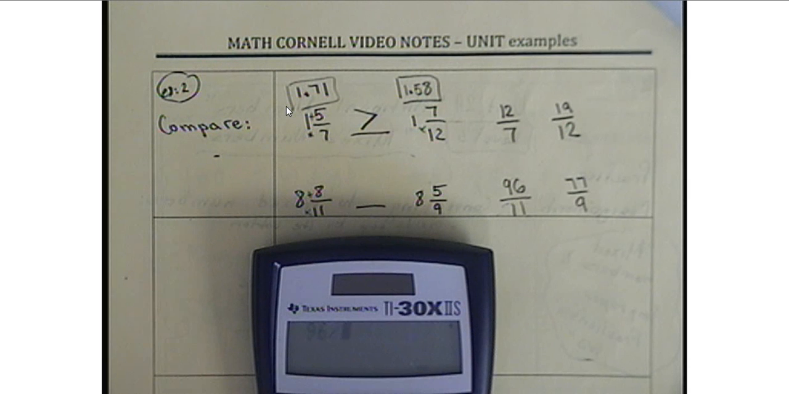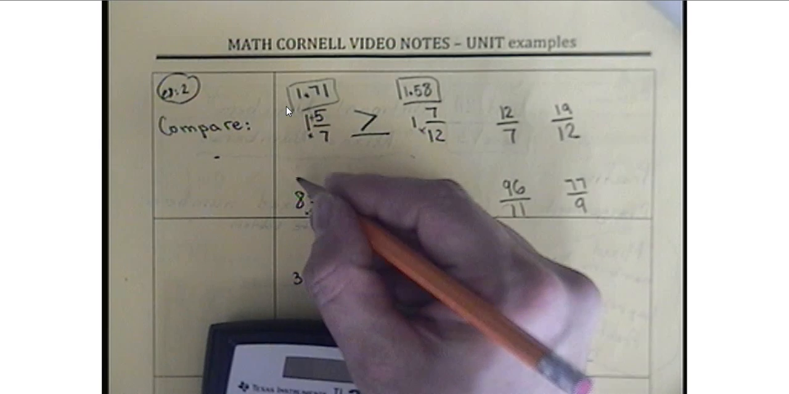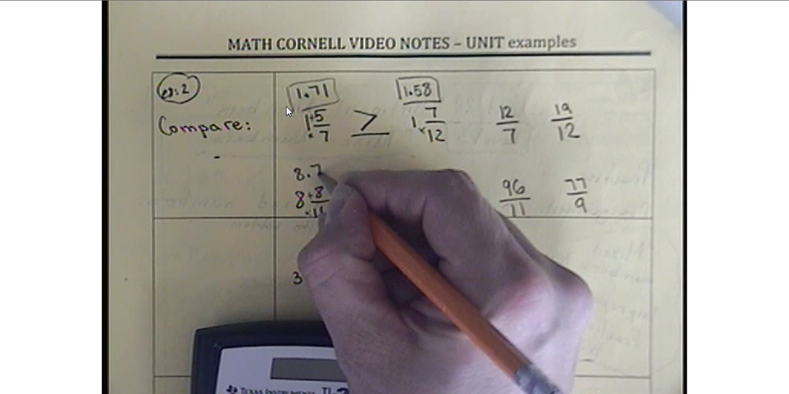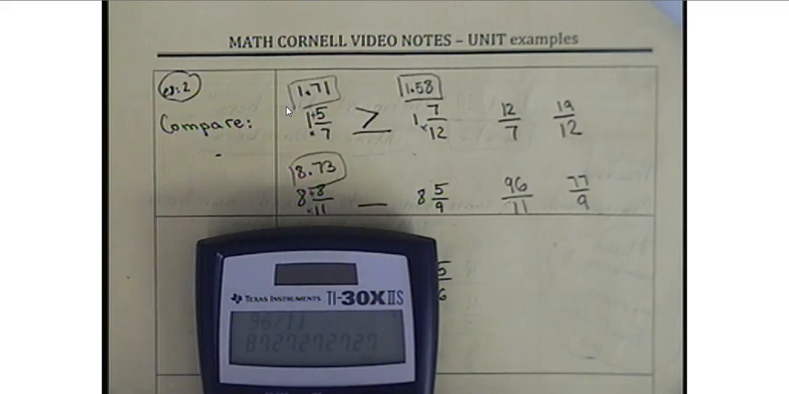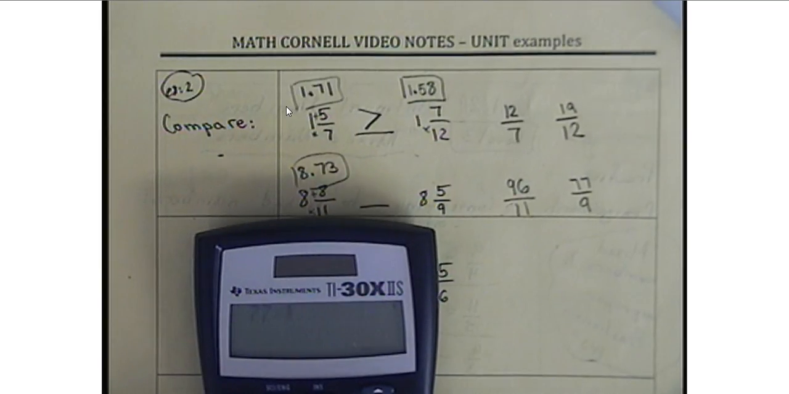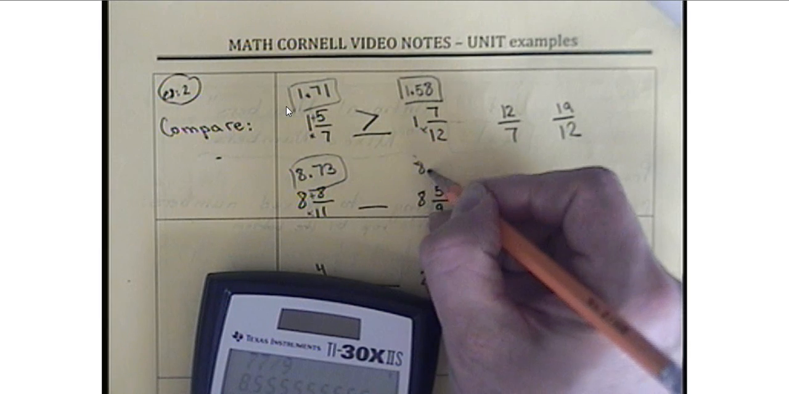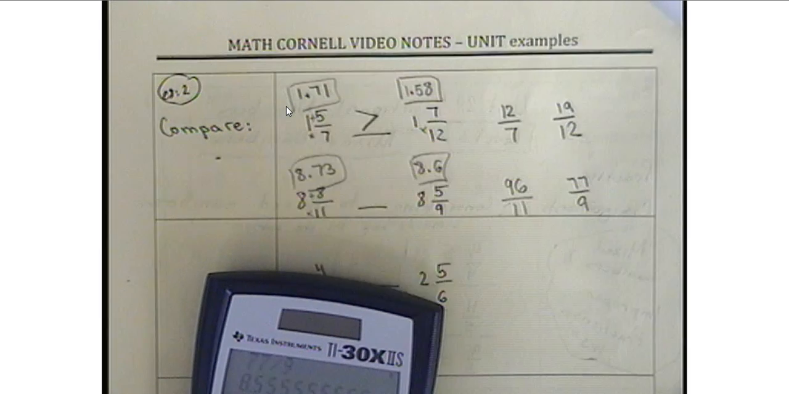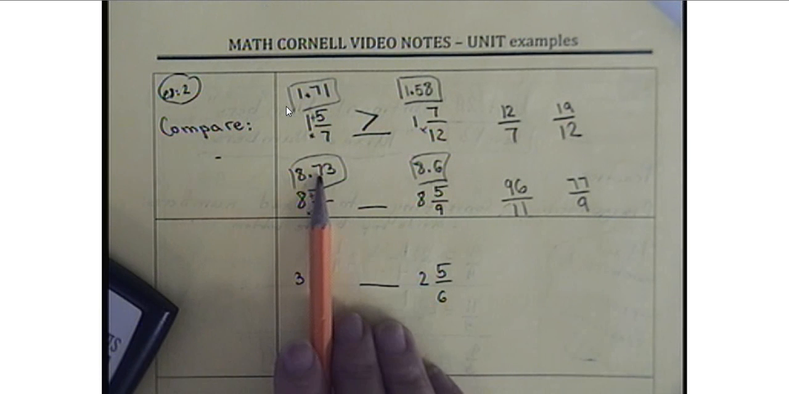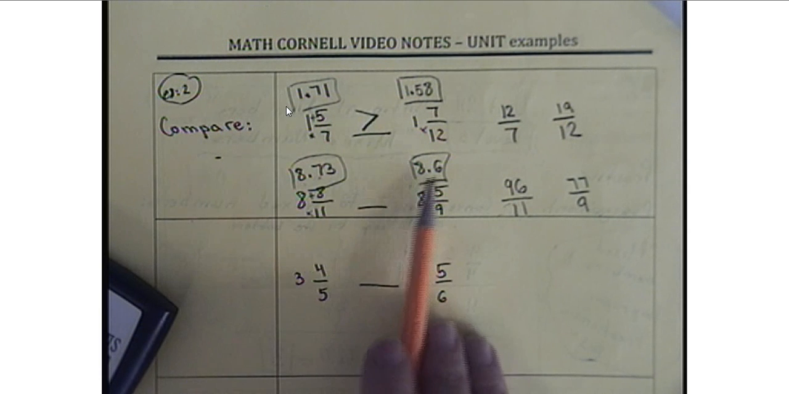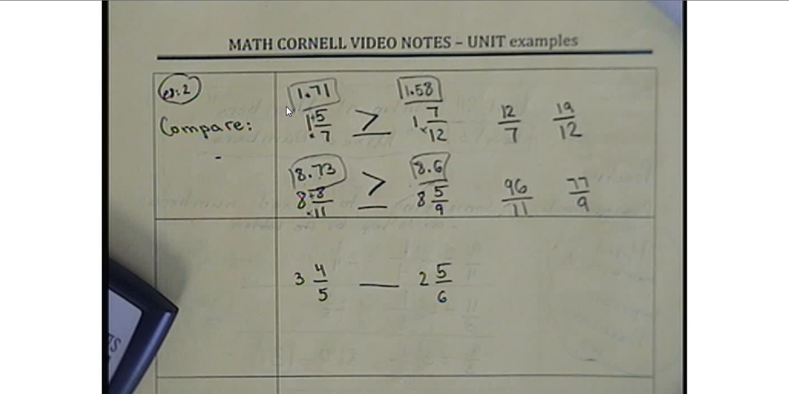96 divided by 11 equals, and I get 8.73. So this will be 8.73 approximately. And the next one, 77 divided by 9 equals, this will be 8.6 approximately. So if we have to compare, 8.73 will be greater than 8.6. So my inequality symbol goes in this direction.